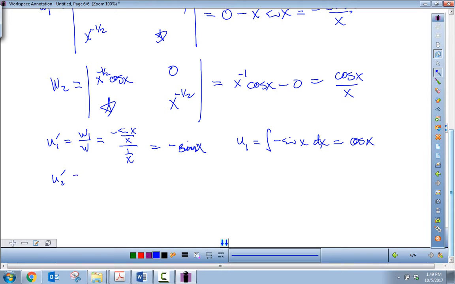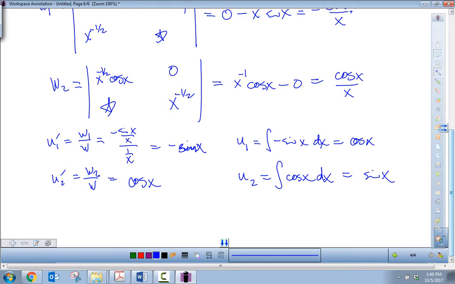U2 prime is W2 over W. Let's just say it's cosine x. And then U2 is the antiderivative of cosine x dx, which is positive sine x. I think we got it.